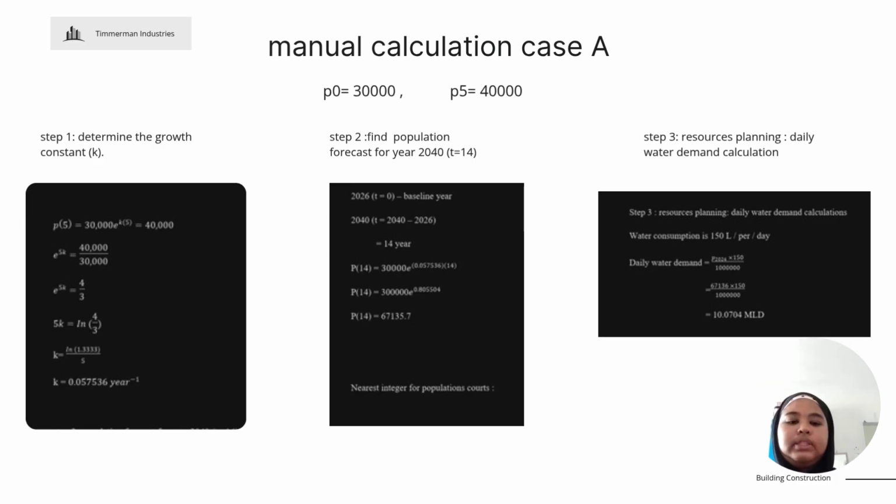And lastly, step 3 is for daily water demand. Now for the engineering application, assuming a standard water consumption rate of 150 liters per person per day, we multiply this by our 2040 population. To make it a manageable utility metric, we divide by 1 million to convert it to megaliters. The final result, the local water infrastructure needs to supply 10.07 megaliters per day by 2040.